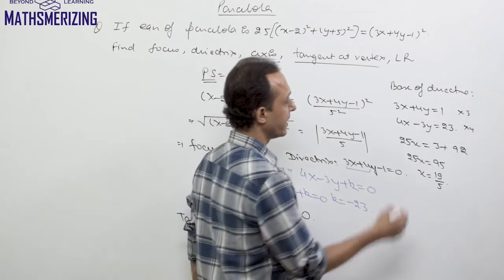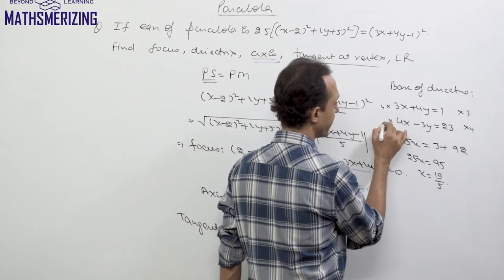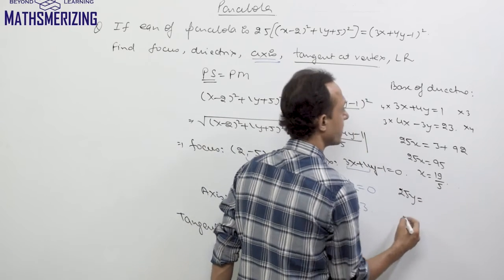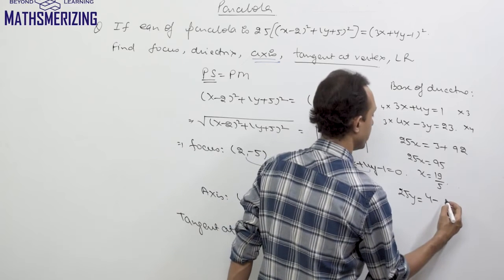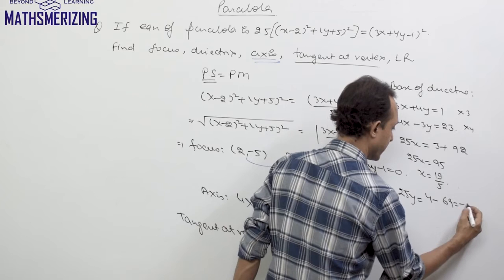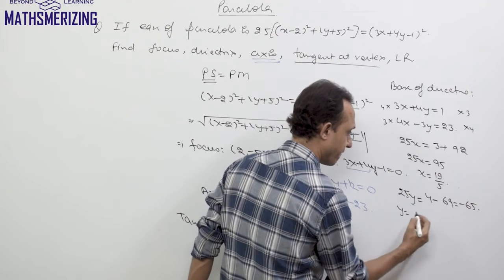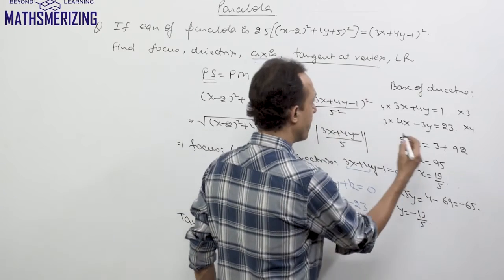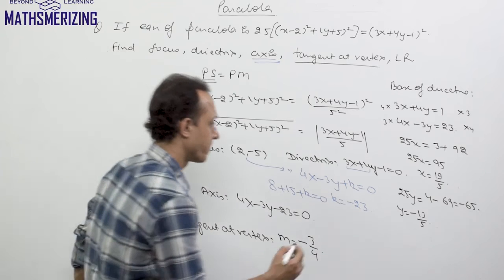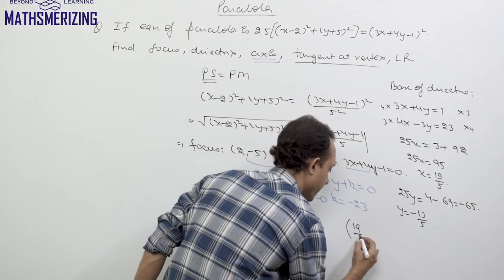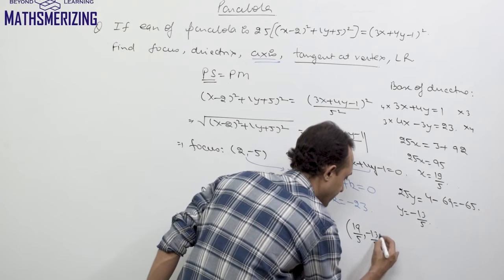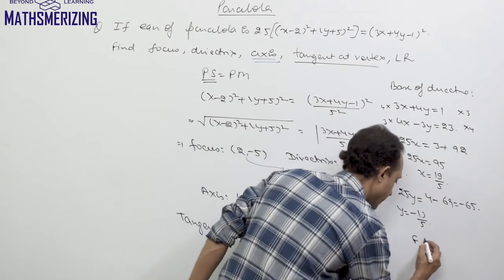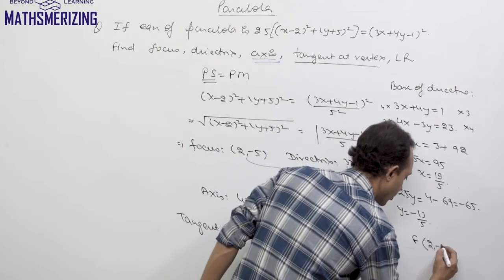And in the second case, I'll multiply the first one with 4 and the second one with 3, and I'll subtract. So then I'll get 25y, and this is 4 minus 69, so there'll be minus 65. So in that case, the value of y will be minus 13 upon 5. So the base of the directrix in this case will be (19 upon 5, minus 13 upon 5). So that's the base of the directrix, and we know that its focus is at (2, minus 5).